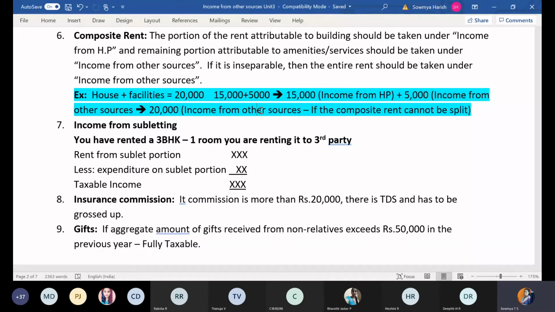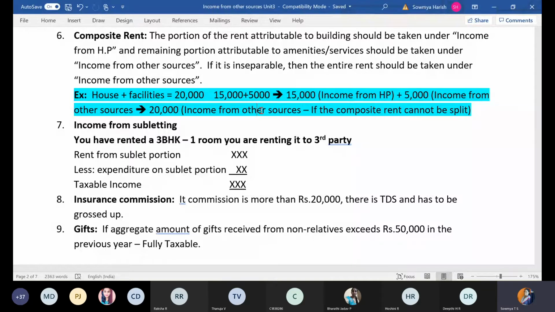Now we will look into another income under the head income from other sources, that is income from subletting. So what is income from subletting? See, rental income and composite rent: you have your own house and you are giving it on rent to a tenant.